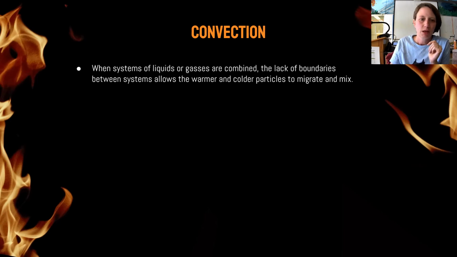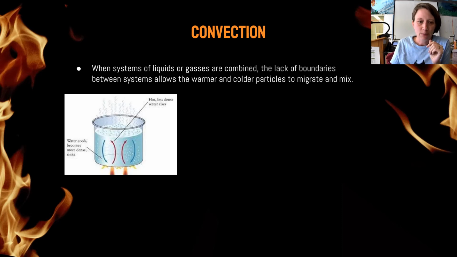The second kind of heat transfer is known as convection. When systems of liquids or gases, so you want to have everything in the same state, like two liquids or two gases being combined, because there are no boundaries between those systems, the warmer and the colder particles can migrate around and they can just mix up the energy that way. So for example, if you've ever watched water boil, you know that the hot water at the bottom and the cold water at the top will mix themselves. The hot kind of convects up to the top and it carries the cold back down.